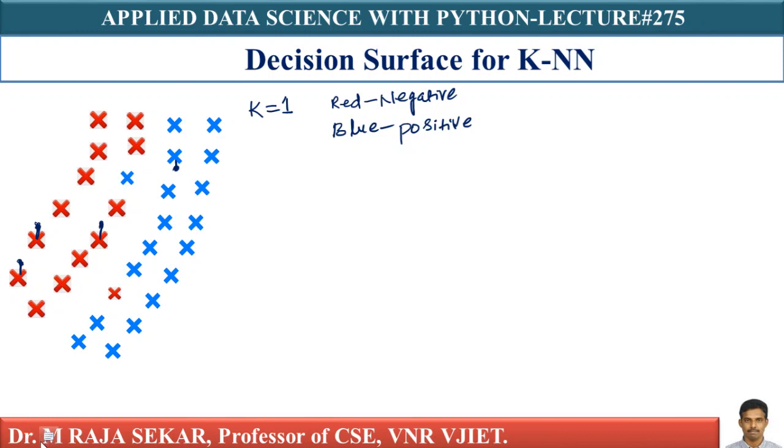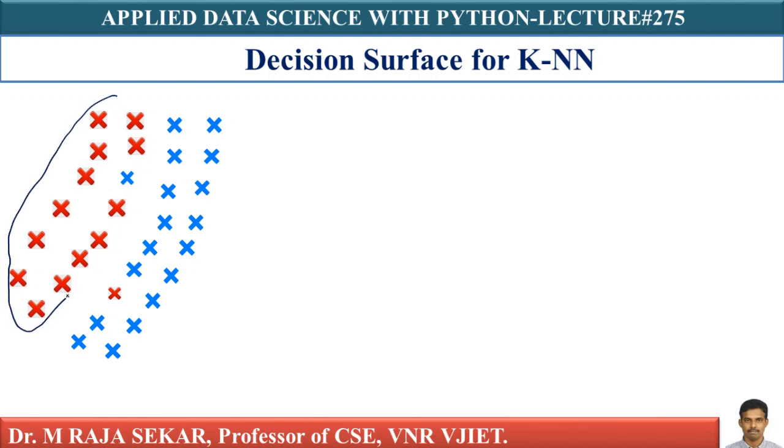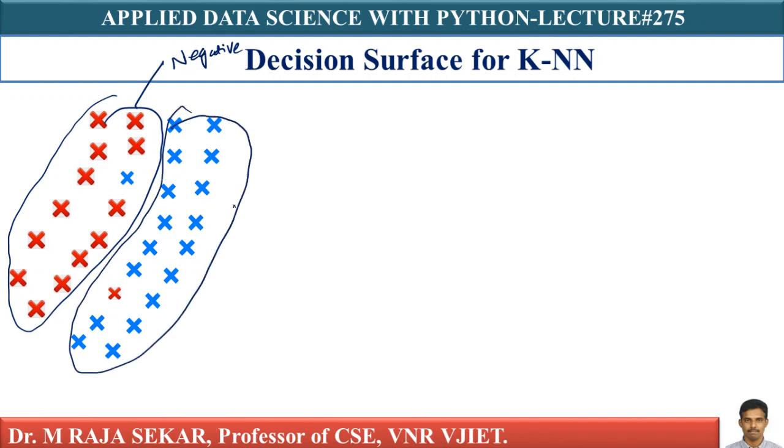If you observe carefully, if the point lies anywhere here, it's going to be negative. In a similar manner, if the point lies anywhere here, it is going to be blue, meaning positive. This is negative, meaning red, isn't it?